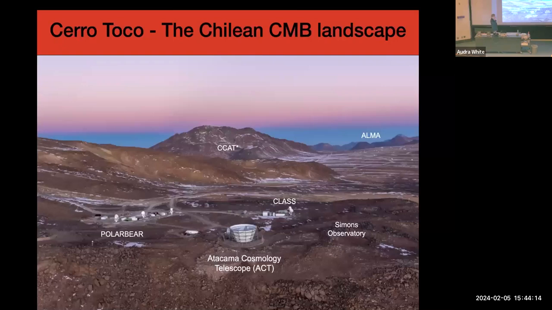The data that I'm going to be primarily talking about comes from the Atacama Cosmology Telescope, or ACT, which is located in Cerro Toco in the Chilean desert. This is a great place for CMB observations, as it's very high and the atmosphere is very dry. As a result, there are actually a range of CMB experiments that you may have heard of before, the POLARBEAR and CLASS experiments, some future experiments such as CCAT-prime, and the Simons Observatory is being built here. And then actually just a mountain over, there is ALMA, which I'm sure you've all heard of and maybe even used.